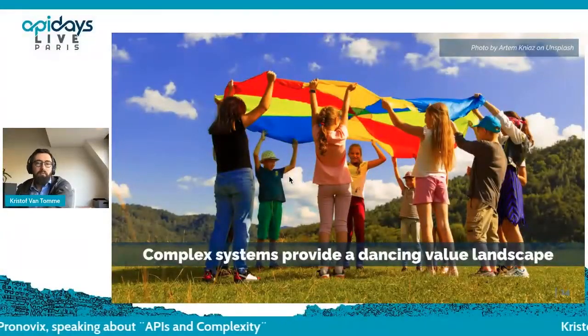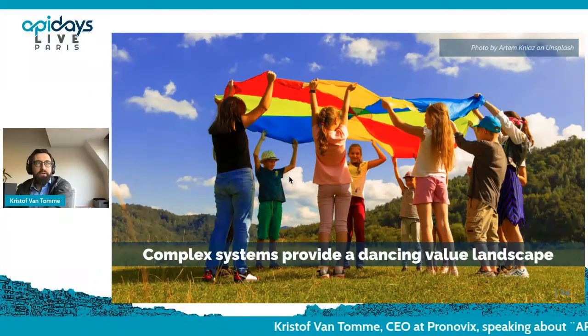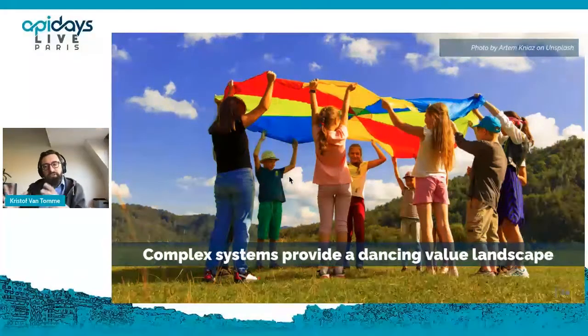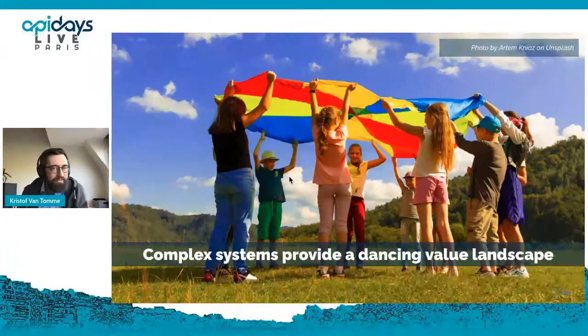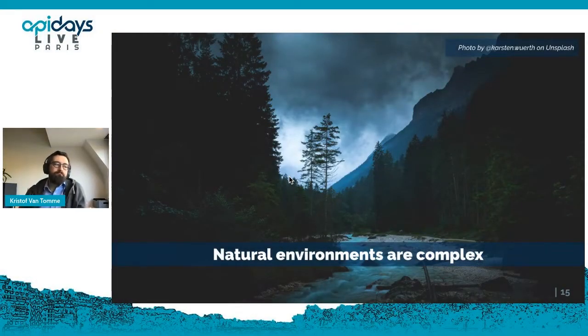And then there's complex systems that provide this dancing value landscape where the actions of each of the players that are participating have an influence on the rest of the players, and they need to adapt, and you get this infinite play of interaction that's going on. The thing that we typically know from social context and from economical context. And when we look in the world, we see that pretty much every natural environment is complex, at least when there's life present there.